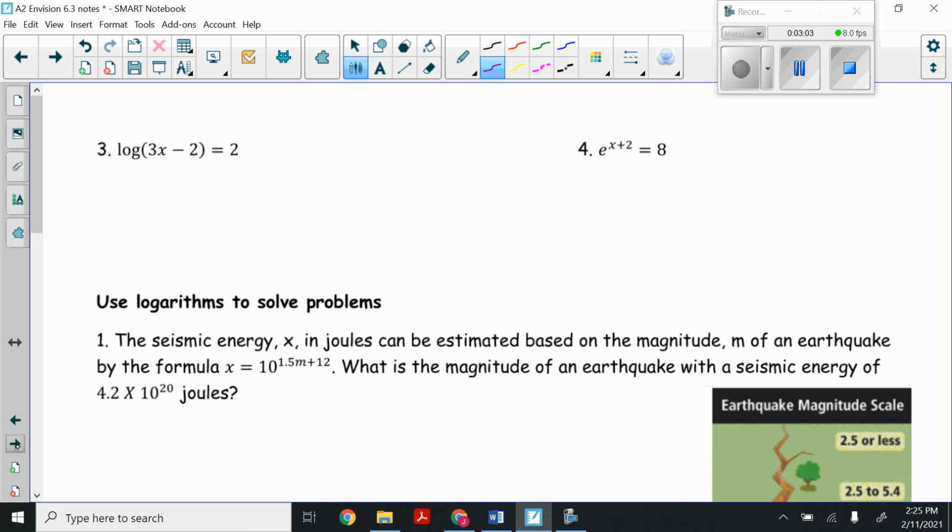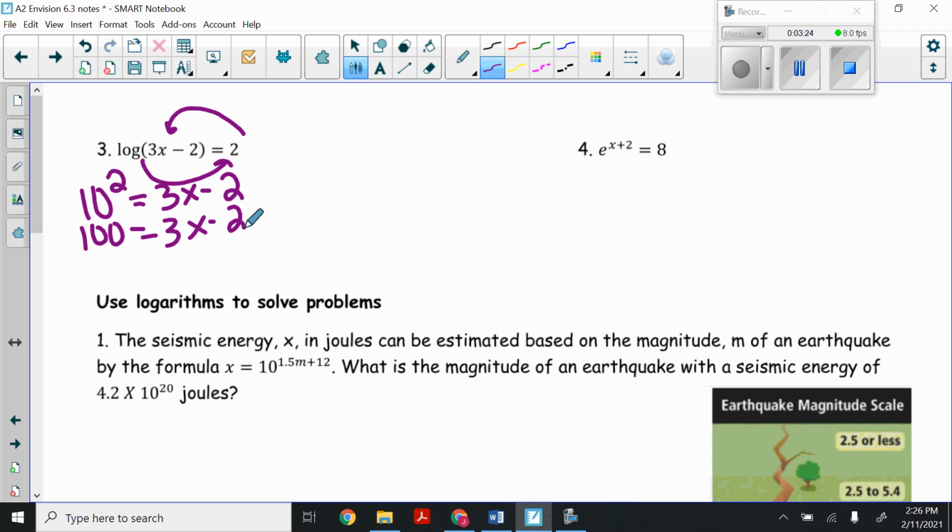All right, number 3 starts out as a log, so I'm going to change it to an exponential. So my base to that power equals this. This time it's a log, it doesn't have a base written, so it's understood to be base 10. So 10 squared equals 3x minus 2. So really I have 100 equals 3x minus 2. Add 2 to both sides, so I get 102 equals 3x. Divide by 3. This one is a nice whole number, x is equal to 34.